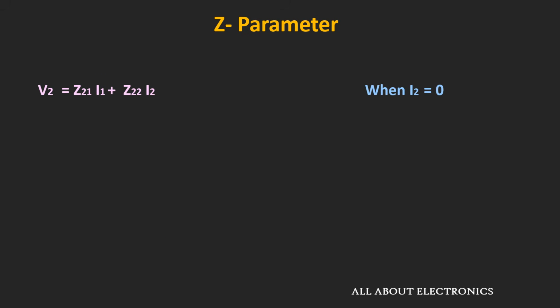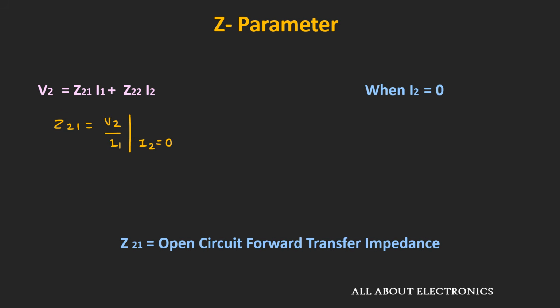Similarly, when current I2 = 0, then from the second expression we can write Z21 = V2 / I1, and at that time current I2 = 0. Here the voltage in the numerator is on the output side, or the port 2 side, while the current in the denominator is on the port 1 side. So this parameter is known as the open circuit forward transfer impedance, because it relates the voltage on the output side with the current on the input side.